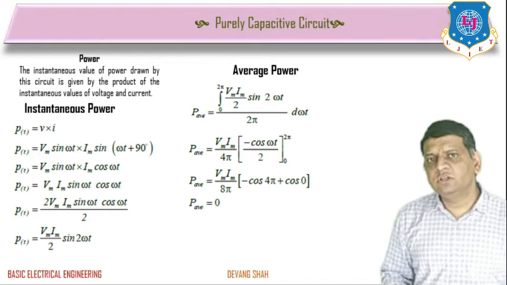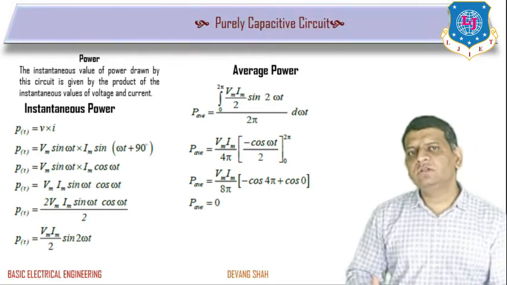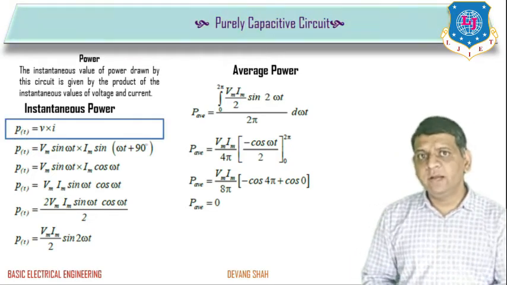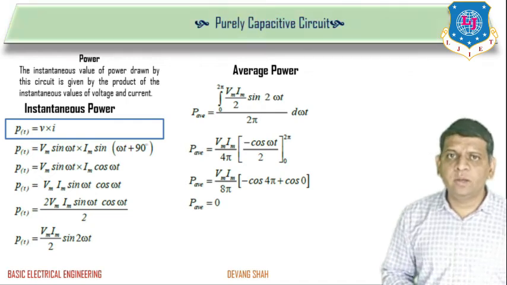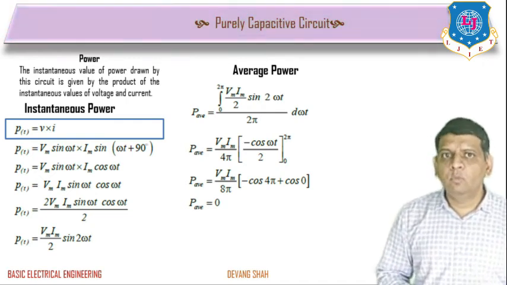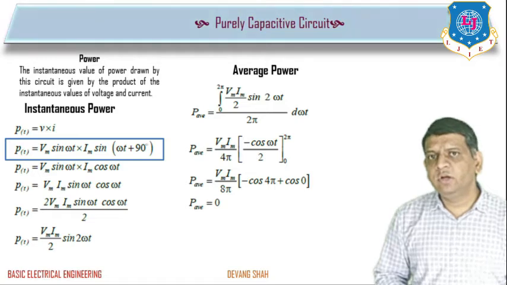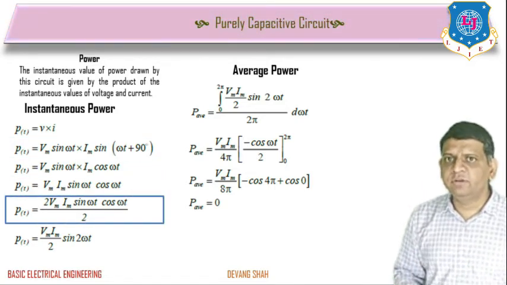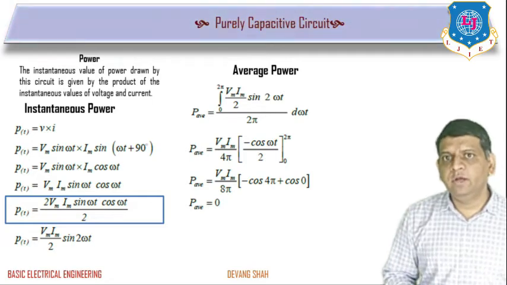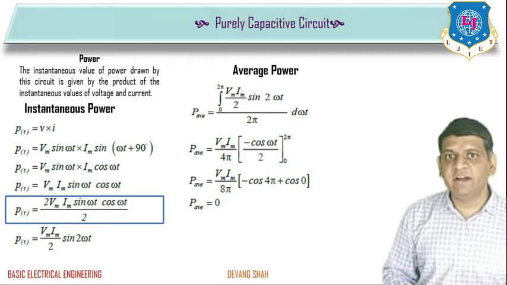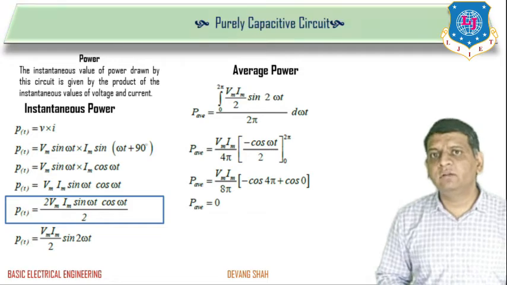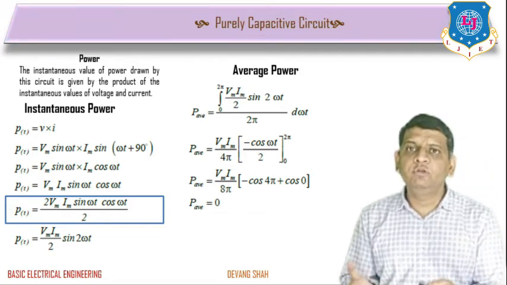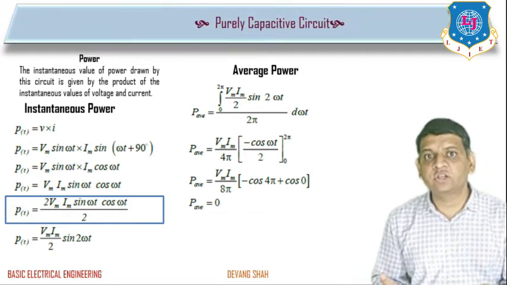The power calculation: P is equal to V into I. So once you write P is equal to Vm sin omega t into Im sin(omega t plus 90), and then you convert into cos omega t, then you will find the final equation p(t) is equal to 2 Vm Im into sin omega t into cos omega t divided by 2. So from this you can write the power equation p(t) is equal to Vm Im divided by 2 into sin 2 omega t.